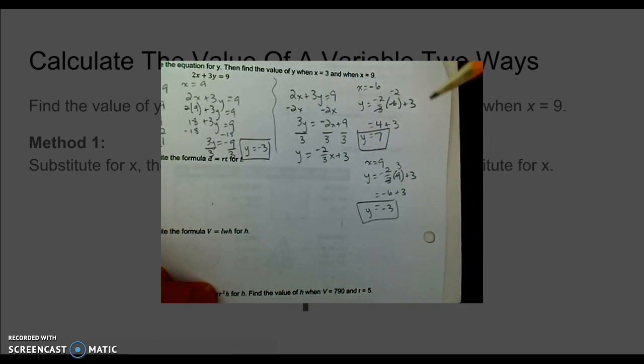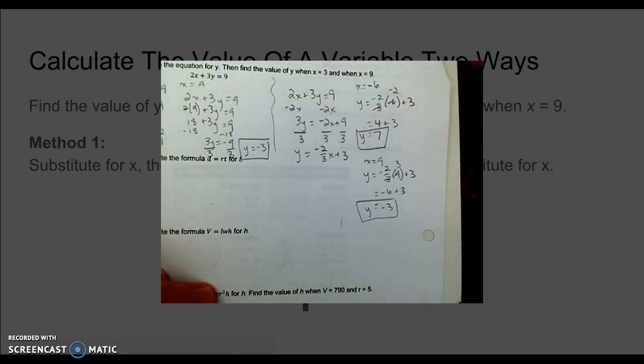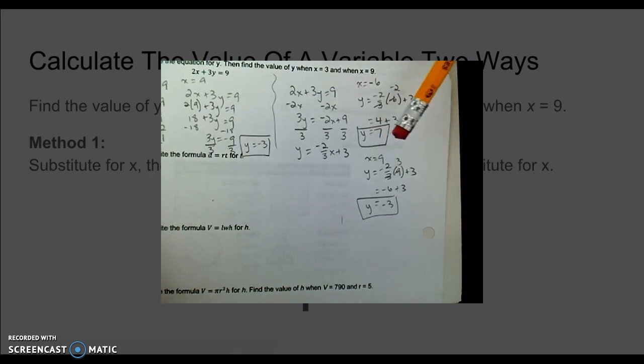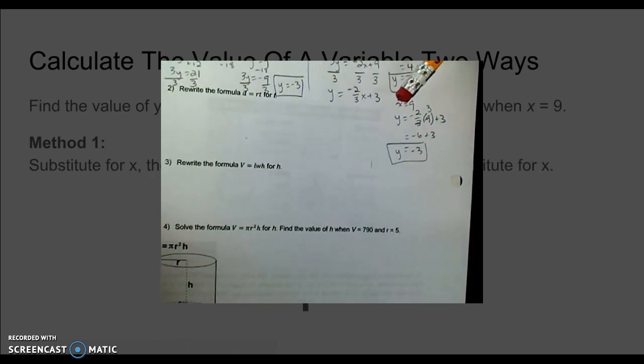You may look at this and not be as comfortable with it because it deals with fractions. If you take the fraction out of the equation, perhaps this is a little bit simpler way to do it, but there's definitely two ways that this can be done. Substitute the value in first and solve for y, or solve for y first and then substitute the value in.